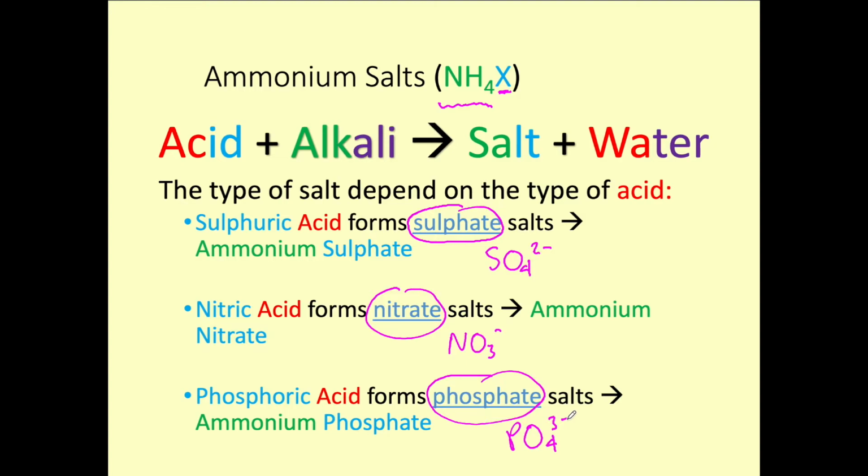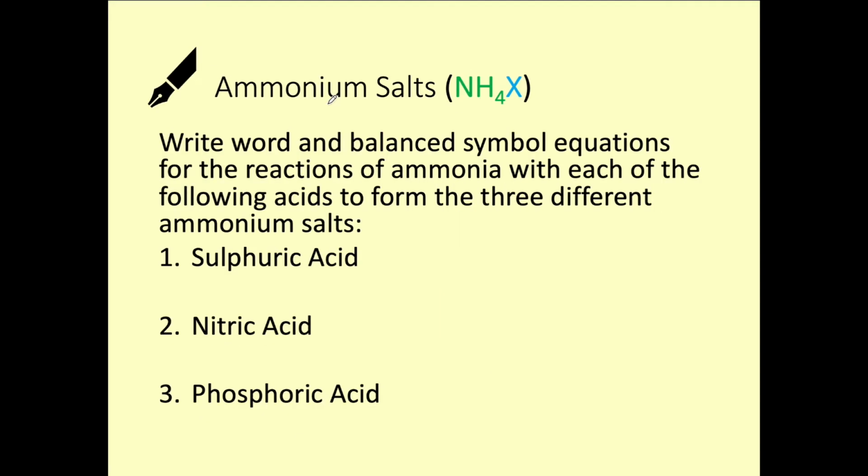So what we're going to be considering is how we are going to go about making these salts from the acid stated and ammonia. So ammonia is our NH3 that we looked at on that previous slide. So can you now have a go at writing the word and balanced symbol equations for the reactions of ammonia with each of the different acids that we looked at on the previous slide? So pause the video whilst you have a go at those.